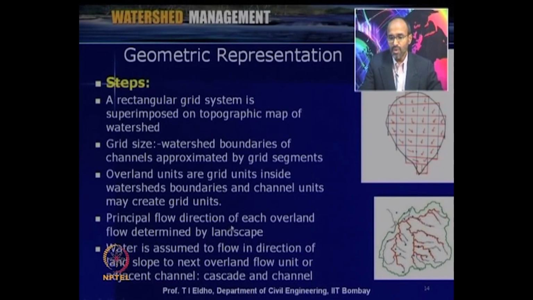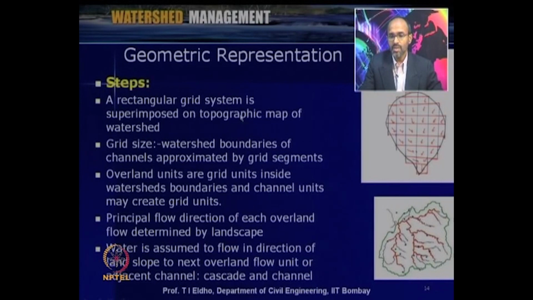The principal flow direction of each overland flow is determined by the landscape. That is, the slope, the size of the watershed and the shape of the watershed, accordingly the principal flow direction will vary, and water flows in the direction of land slope to the next overland flow unit or adjacent channel. So, we will be considering cascade type flow conditions, so that this cascade of overland flow will be joining the channel.